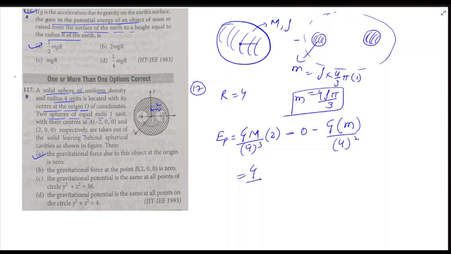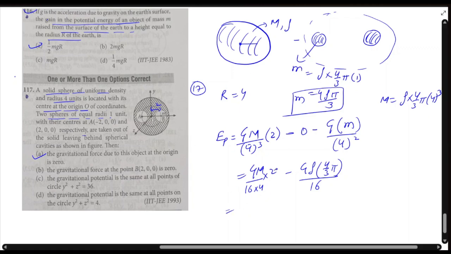So what we'll have? G upon 16 into 4 into 2, minus G. The small m is what? So this is capital M. So rho into 4 by 3 pi upon 16. Now capital M is what? We can write capital M as rho into 4 by 3 pi 4 cube, right? It will be 4 cube. Okay. So let's put it here.